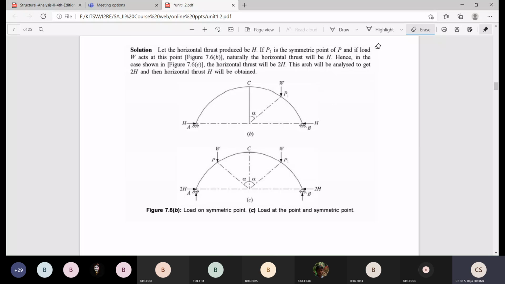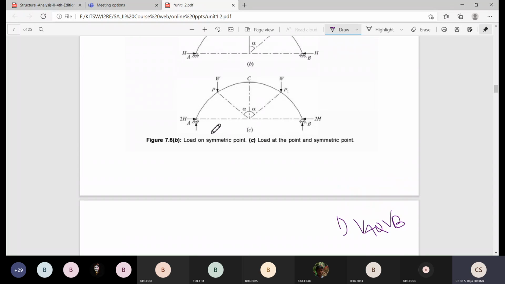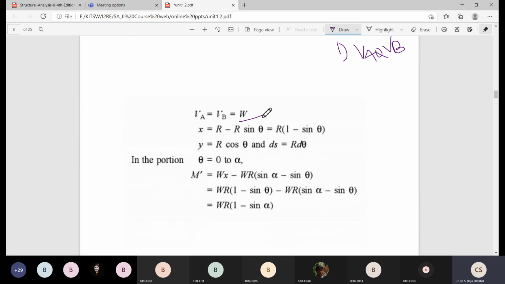Okay. So for the calculation of the H value, what do we need to calculate? First, we need to calculate VA and VB. Because this is a symmetrical loading semicircular arch, VA will become equal to VB, that is equal to total load by 2, the total vertical load acting divided by 2. Here the total load is 2W. 2W by 2 is nothing but W. So VA is equal to VB is equal to capital W.